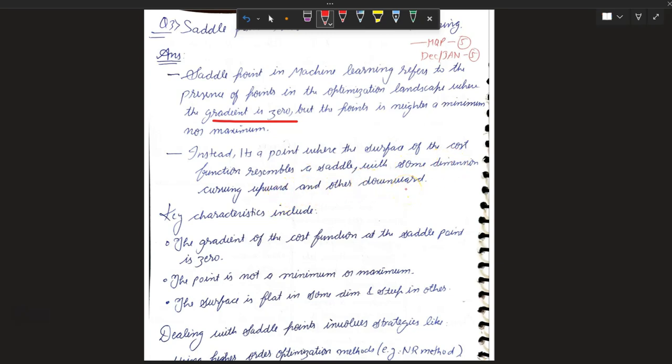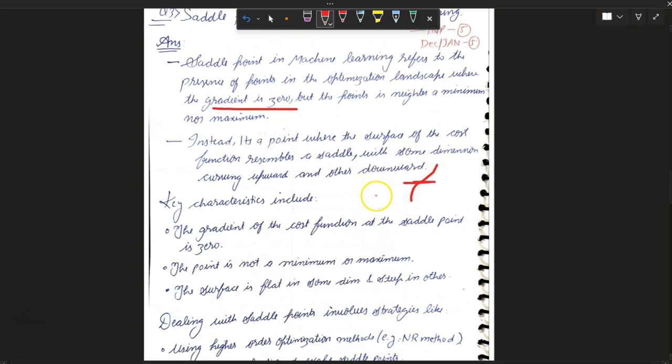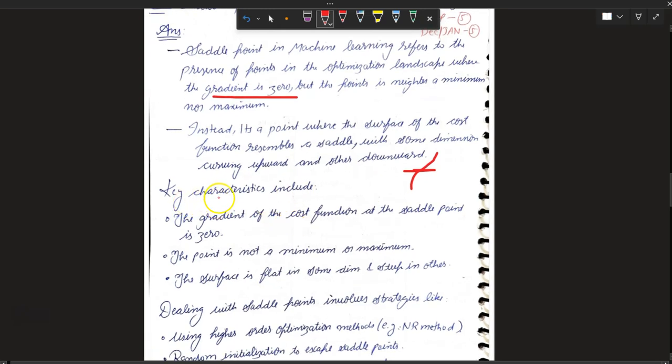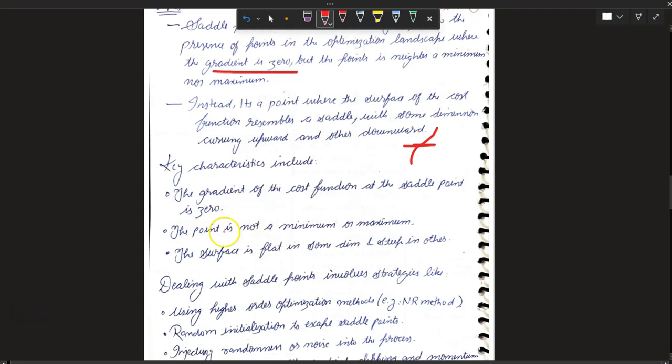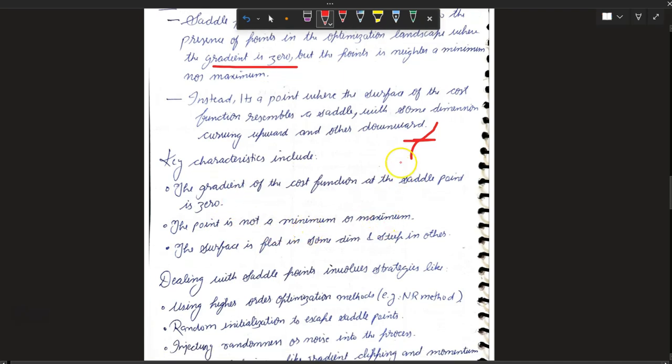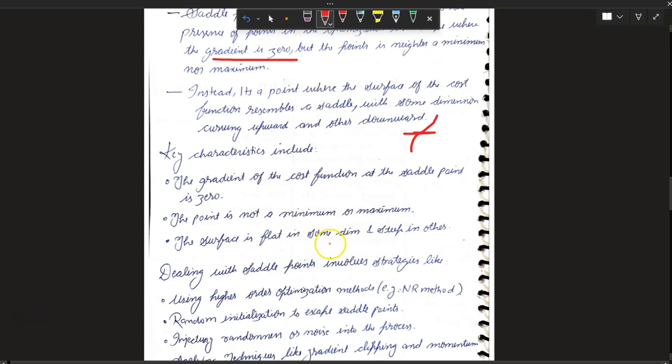Visually, if you visualize this, some dimensions curve upward and others downward, so this is the saddle point in between. Key characteristics include: the gradient of the cost function at the saddle point is 0. The point is neither a minimum nor a maximum. The surface is flat in some dimensions and steep in others.